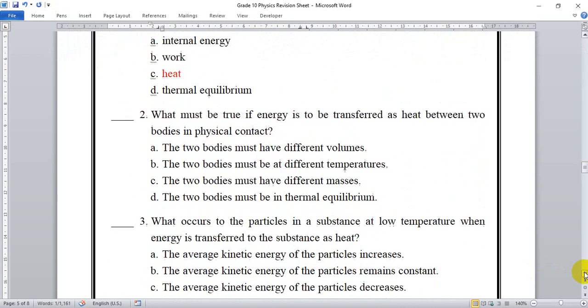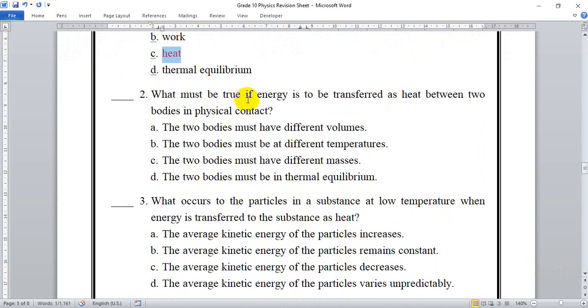Number 2. What must be true if energy is to be transferred as heat between two bodies in physical contact? The two bodies must have different volumes. The two bodies must be at different temperatures. The two bodies must have different masses. The two bodies must be in thermal equilibrium. So, for heat to be transferred between two bodies in physical contact, the two bodies must be at different temperatures.